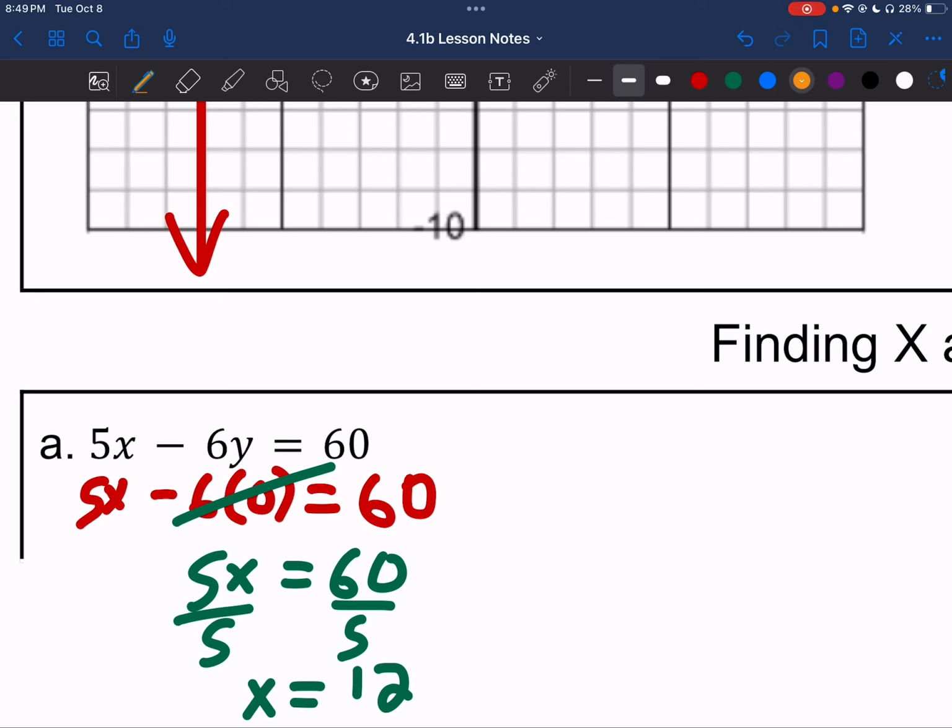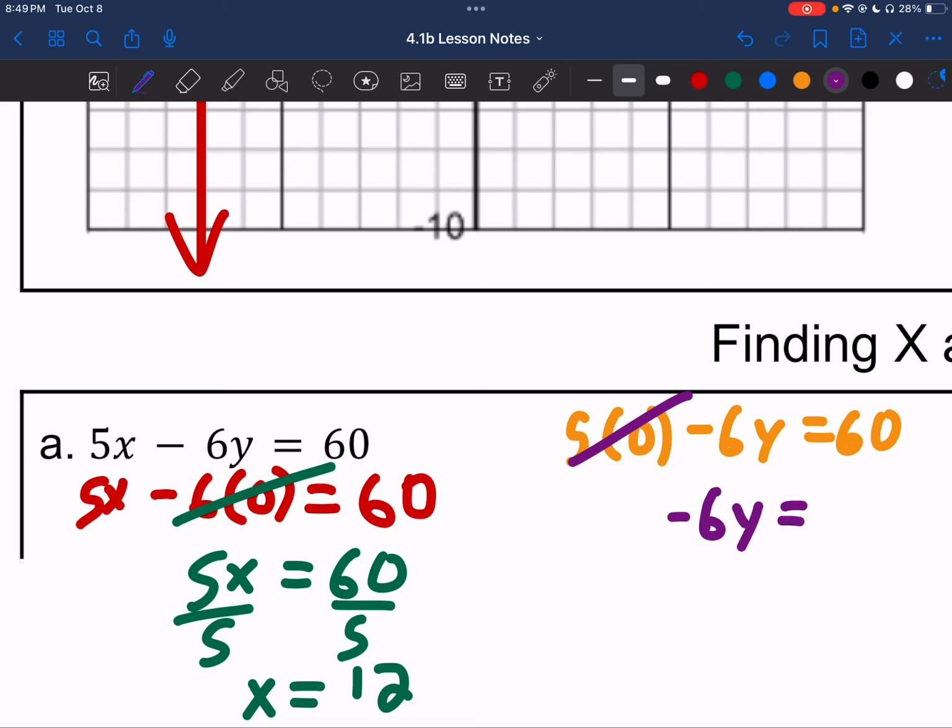Now, if I want to find the y-intercept, because I need at least 2 points if I'm going to graph a line, right? That's the absolute minimum that we can have is 2 points. We're going to substitute in 0 for x, and we are going to solve for y. So again, that term cancels out. I'm left with negative 6y is equal to 60, which I divide by negative 6, and my y value is equal to negative 10. So those are my two intercepts.